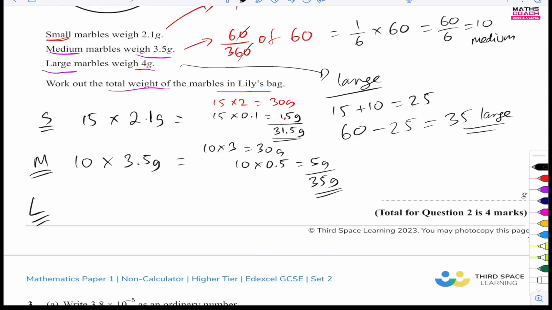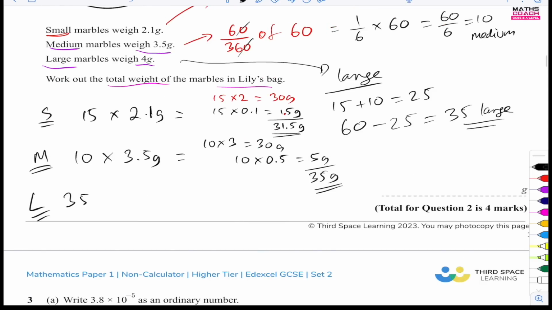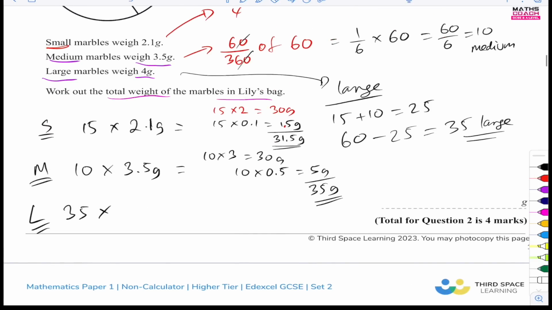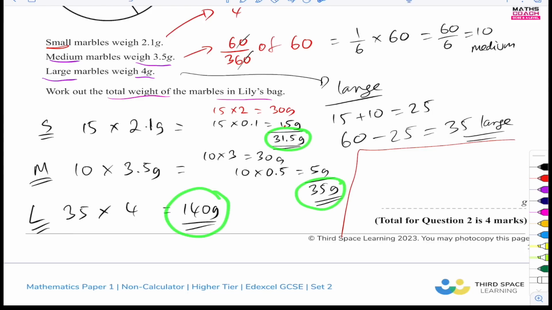Finally, the large. So we know there's 35 large marbles. I'm going to multiply this by 4. So 35 times by 4. So how do you do this without a calculator? You could do 35 times 2 and then times by 2 again. So 35 times 2 is 70, and 70 times 2 is 140 grams. So that's your large. All you have to do now is to add all of this up. So for the small, you got 31.5. Medium is 35, and large is 140.